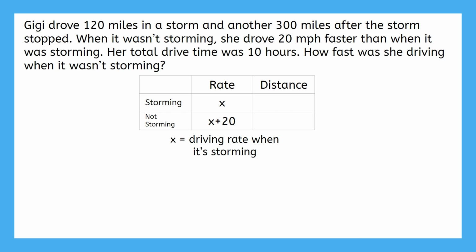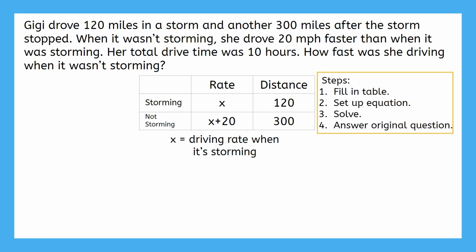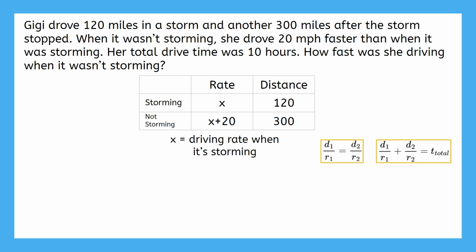Then we fill in the distance column. The distance she traveled in the storm was 120 miles, and the distance she traveled when it wasn't storming was 300 miles. Let's move on to step number 2, setting up an equation. Let's look at our two options for equations again. We'd use the first equation if the times for each event equaled each other, and we'd use the second equation if the times from each event add to equal a total time. So look back at the scenario and see what we were told about the times. Pause here and see if you can figure out which equation is best and why.